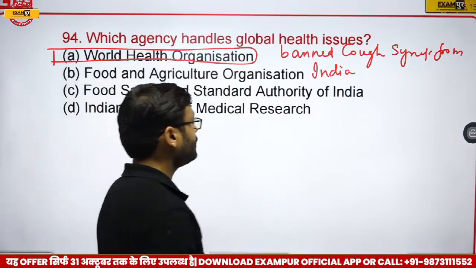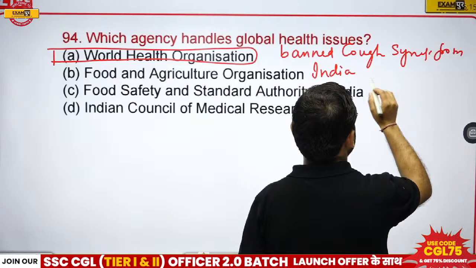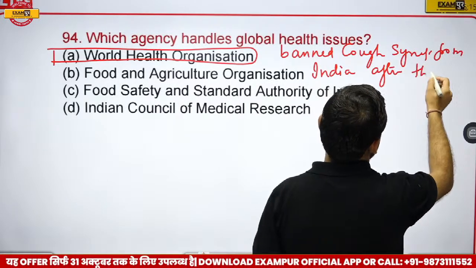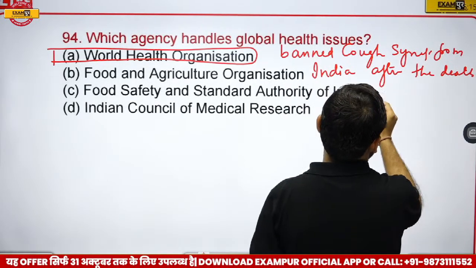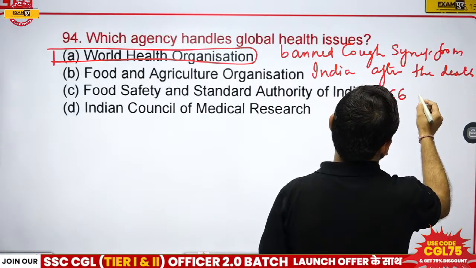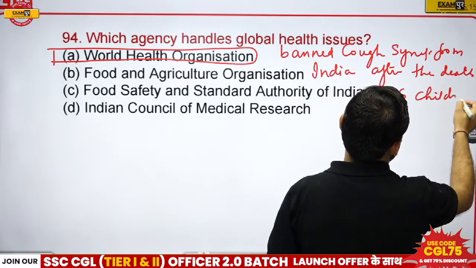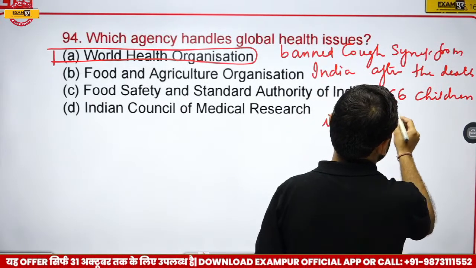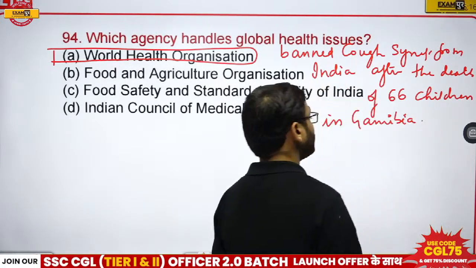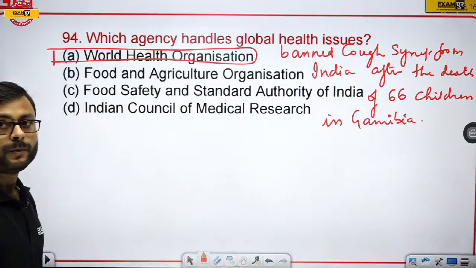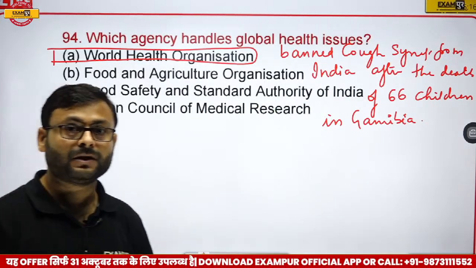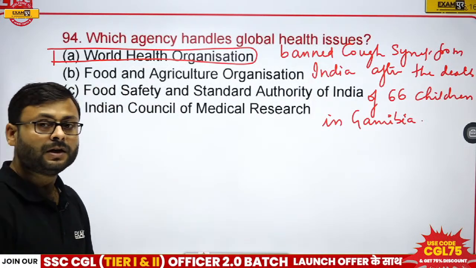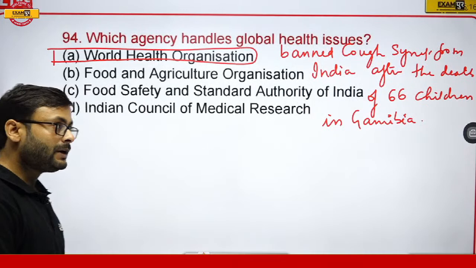Okay, after the death of 66 children in Gambia. So this is a very important organization, and it had recommended several measures on how to control COVID, and it was very much in the news during the COVID crisis in 2020 and 21.